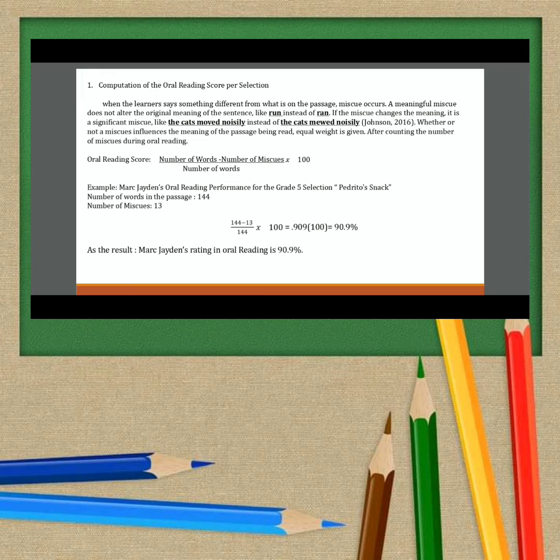Example, Mark Jaden's oral reading performance for the Grade 5 selection "Pedrito's Snack." Number of words in the passage, 144. Number of miscues, 13. So, 144 minus 13 divided by 144 times 100 is equal to 131 divided by 144 times 100, which is equal to 0.909 times 100, equal to 90.9. As the result, Mark Jaden's rating in oral reading is 90.9%.